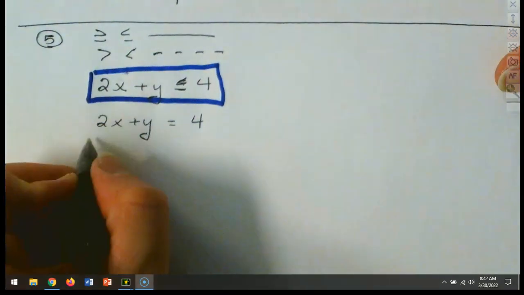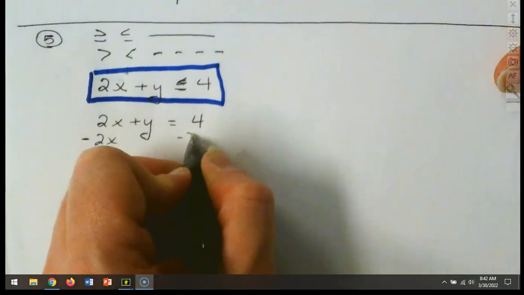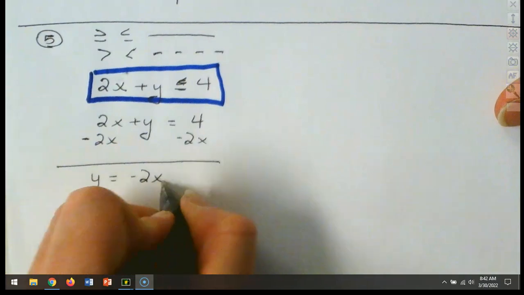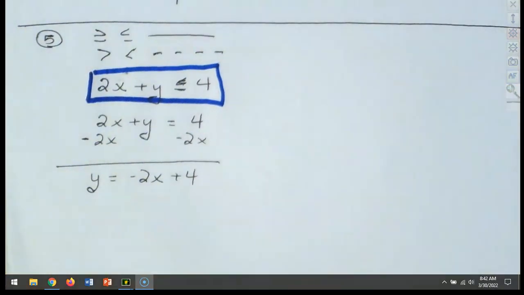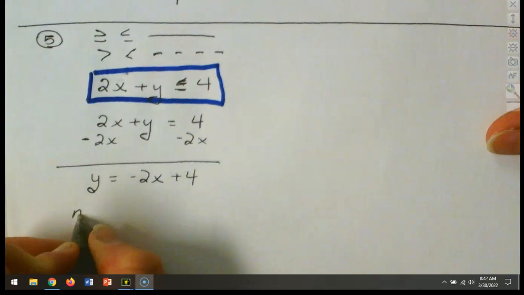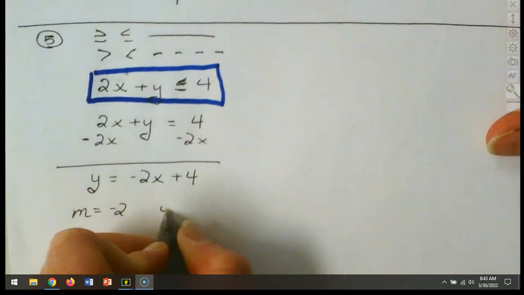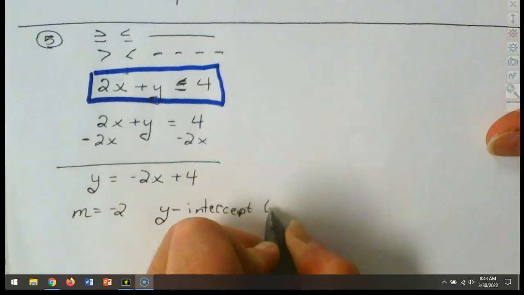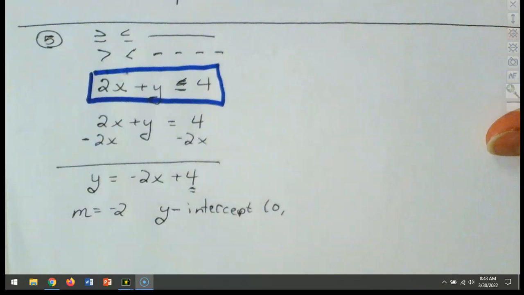And then we want to graph it, so we have to solve it for y to get it in slope-intercept form. Okay, so what we did was we just replaced that inequality with an equal sign. And now we can graph it because it's in slope-intercept form. So our slope, m, is a -2. And our y-intercept is going to be 0, whatever number's on the end, which in this case is a 4.